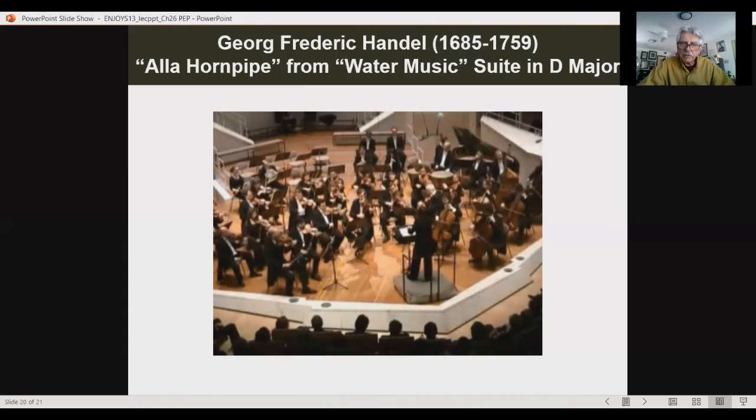Incidentally, the hornpipe must have been quite a popular dance at that time. If you recall, when we studied opera and listened to Henry Purcell's Dido and Aeneas, we listened to one section from the opera which was a hornpipe, where the sailors on deck were waking up and they did a hornpipe. Okay, so that will conclude chapter 26, George Frideric Handel and the Suite.